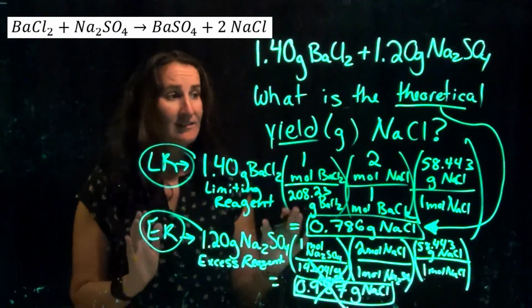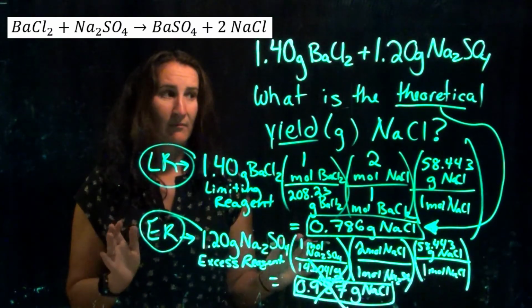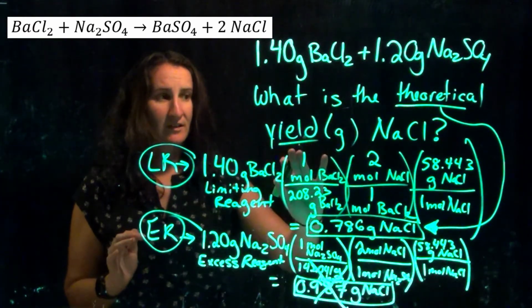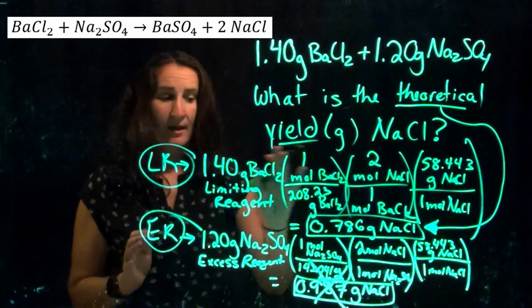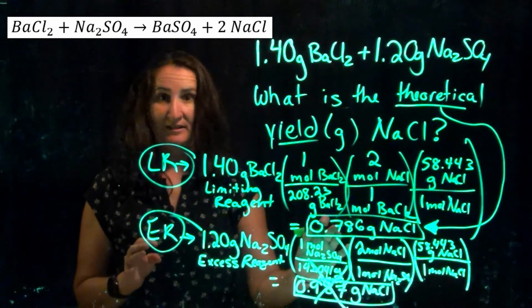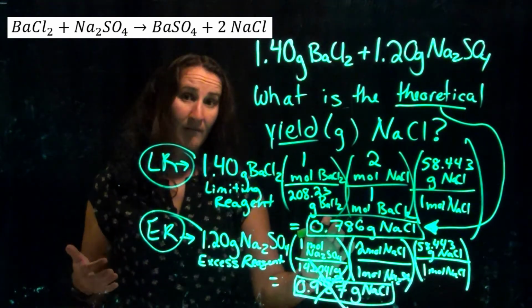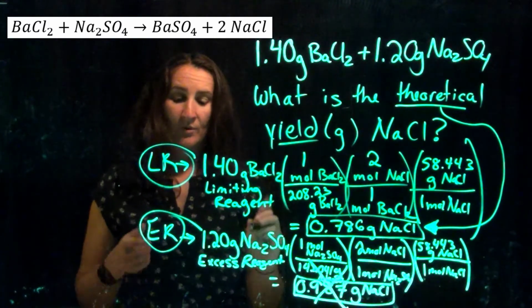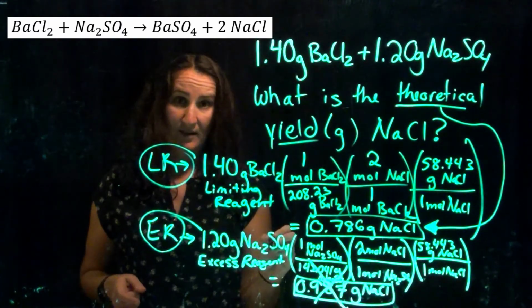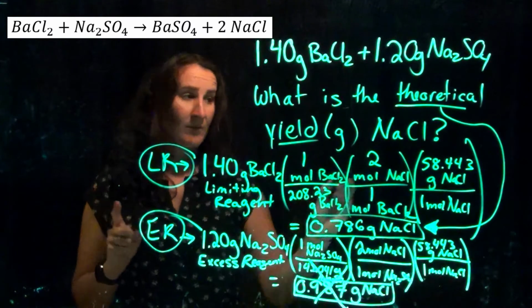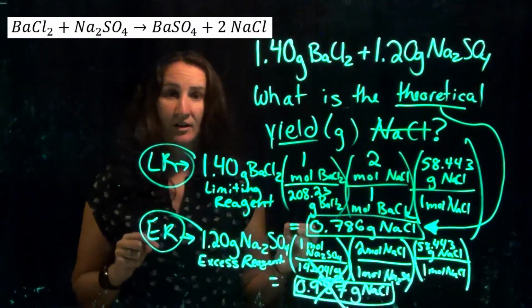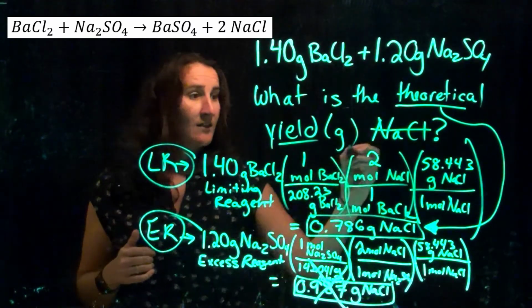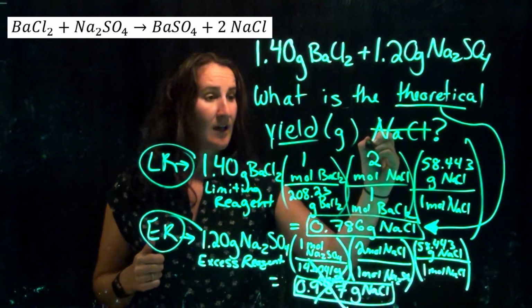All right? So that's how you run a limiting reagent problem. So if I were to ask, what is the theoretical yield of sodium chloride? My answer would be 0.786 grams of sodium chloride. And if I were to ask, what's the limiting reagent? Barium chloride. What's the excess reagent? Sodium sulfate.